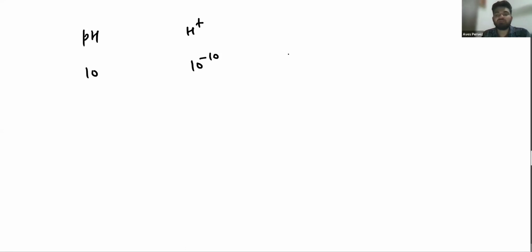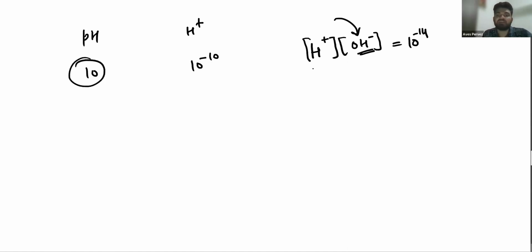So here is one thing you need to note down: for every solution, whether it is an acidic solution or a basic solution, the product of H plus ion concentration and OH negative ion concentration is always 10 raised to the power minus 14. For example, if I'm asked to calculate the OH ion concentration of a solution whose pH is 10, then the H plus ion concentration will be 10 raised to the power minus 10. Then what should be the value of the OH ion concentration? Tell me.